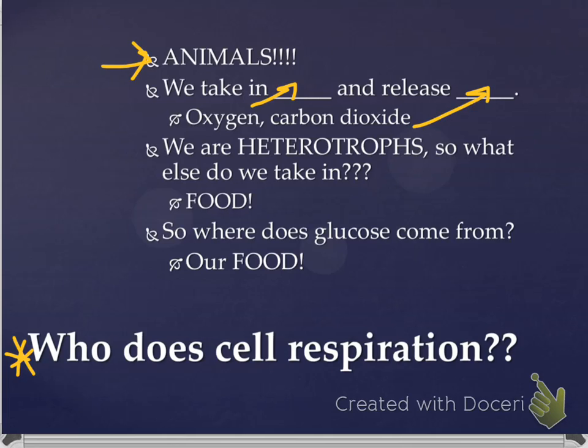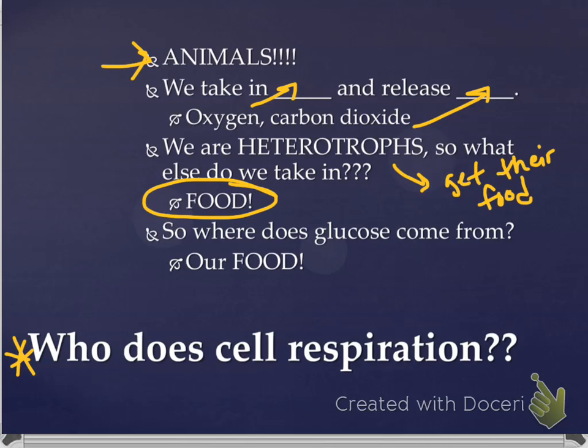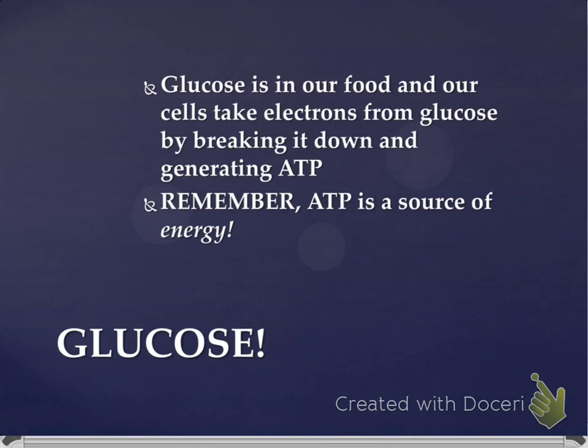So what are heterotrophs? So heterotrophs are things that have to get their food, which hopefully you remember from ecology in middle school. But this means we have to take in food. So where does our glucose come from? Our food. So even though maybe you don't eat much plant like lettuce and vegetables and things like that, you're eating meat that has eaten plants. So you're still technically getting that glucose from the plants, just indirectly.